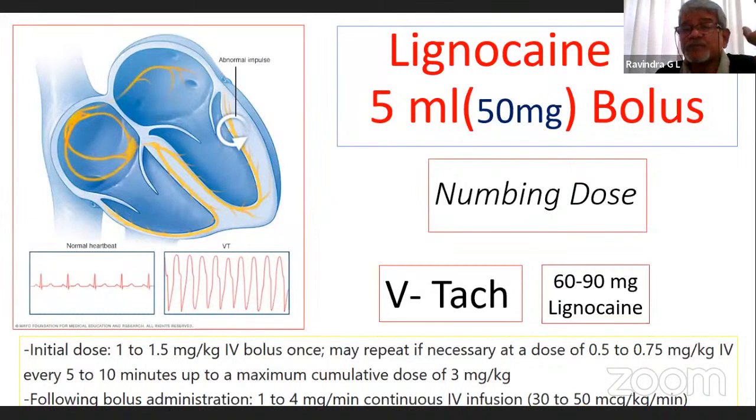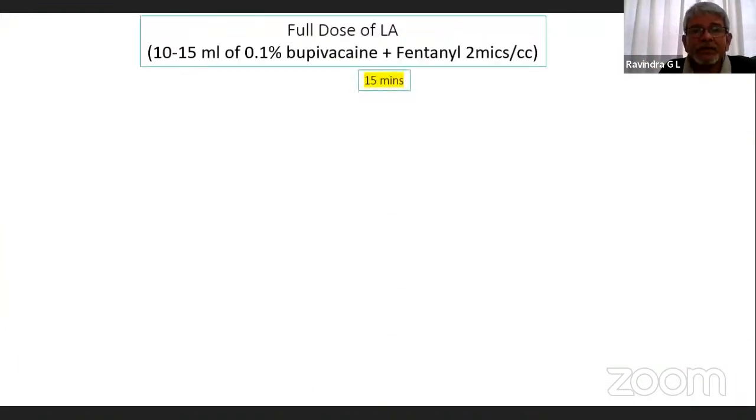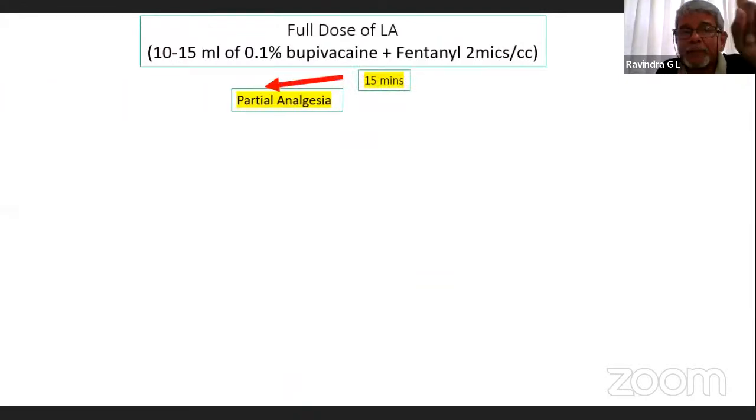So that can always be used for analgesia. It can always be used for a test dose, numbing dose. So use the numbing dose. You give the local anesthetic, and in 15 minutes there's partial analgesia. When you give the numbing dose, within about 15 minutes, there should be motor block. If there is motor block, it is an epidural catheter. If there is no motor block, no analgesia in 15 minutes after the numbing dose, it is intravascular. Just take it out. Okay?